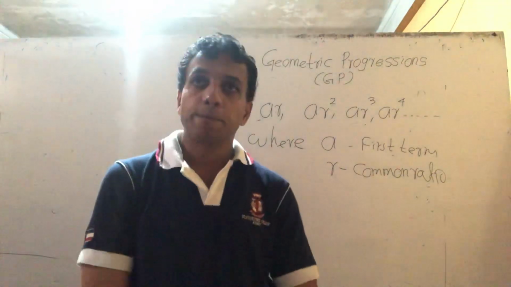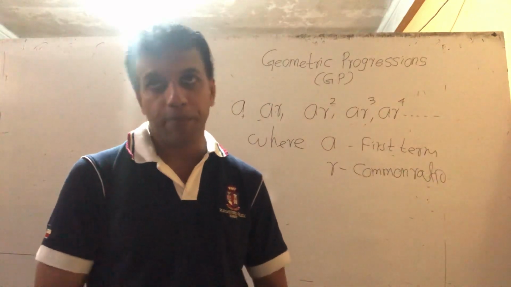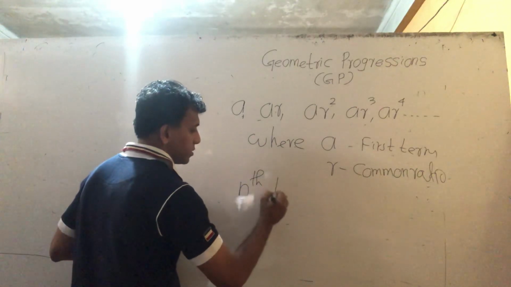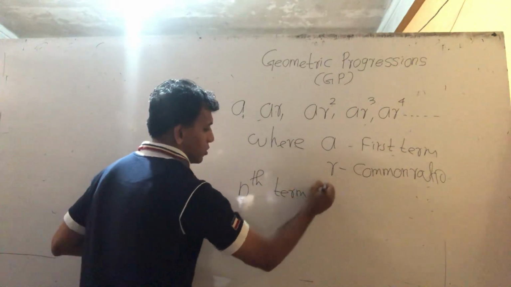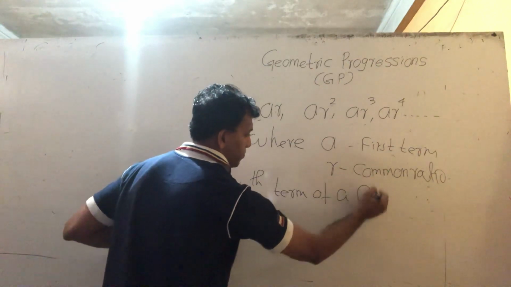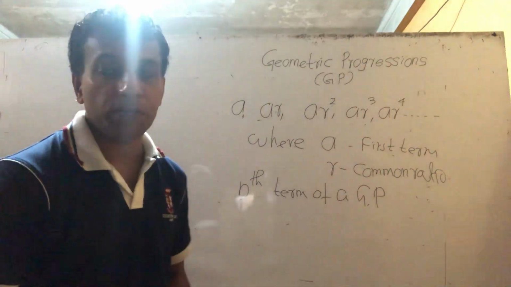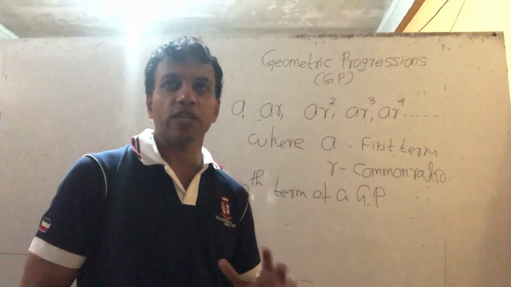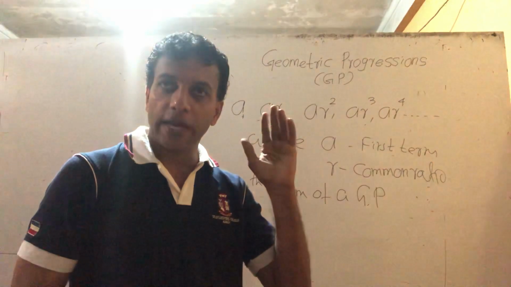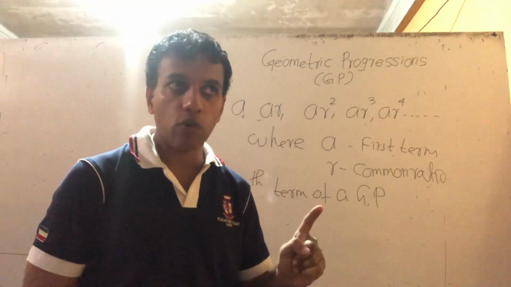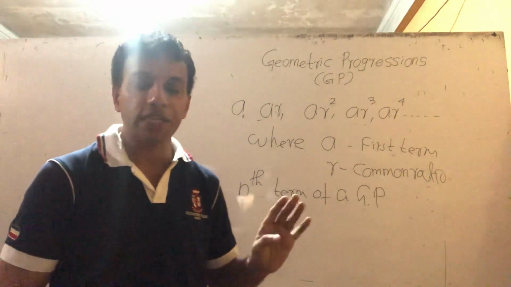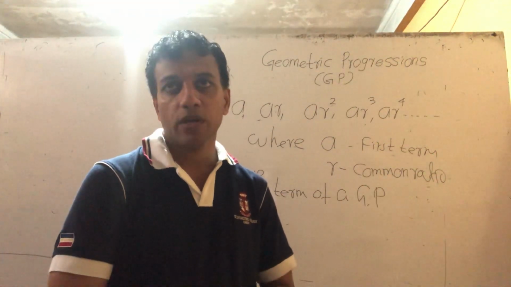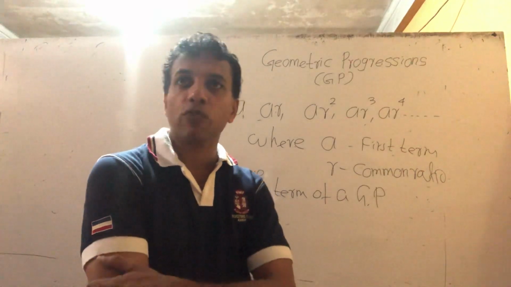And right below, the nth term of a GP, that means geometric progression. What do we mean by nth term? Generally, the general term. You learned in grade 10 for the arithmetic series the nth term: Tn equals a plus n minus 1 into d.